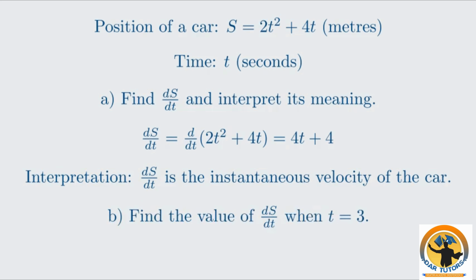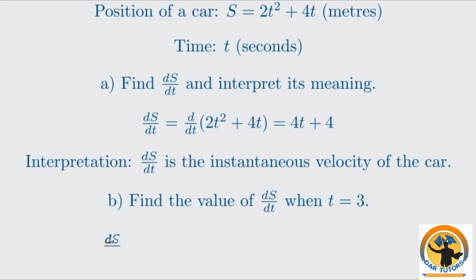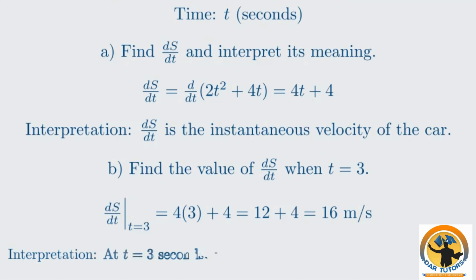Now, let's find the value of ds/dt when t equals 3 seconds and interpret that answer. We substitute t equals 3 into our velocity function. This gives us 4 times 3 plus 4, which is 12 plus 4, or 16. The units are meters per second. So at exactly 3 seconds, the car's instantaneous velocity is 16 meters per second. This means that if the car were to continue moving at that exact speed, it would travel 16 meters in the next second.